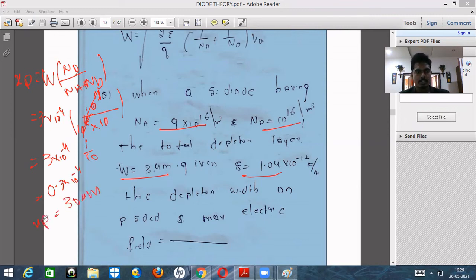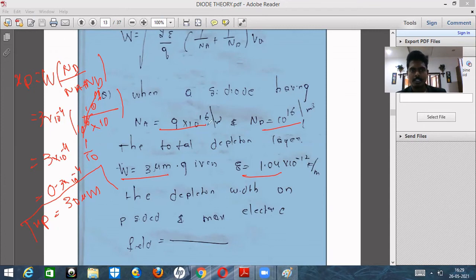Okay, this is nothing but the depletion layer width. Wait for a second. So total depletion layer width is 3 micrometer, so 3 into 10 power minus 4 centimeter simply. Okay, fine, 30 micrometer. That is 3 into 10 power minus 4 centimeter.